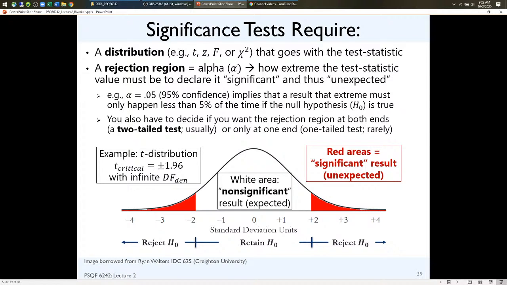We have to decide where the line in the sand is for what is declared to be unexpected or significant. That is our alpha level. And the traditional alpha level we use in the social sciences is 0.05.